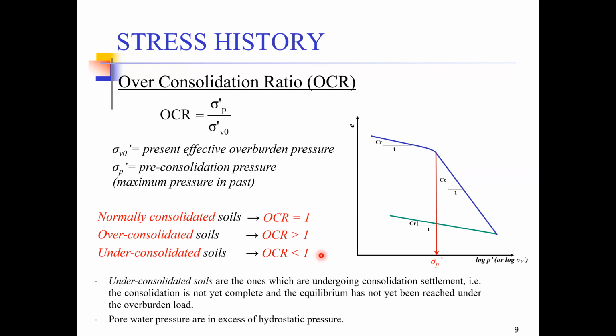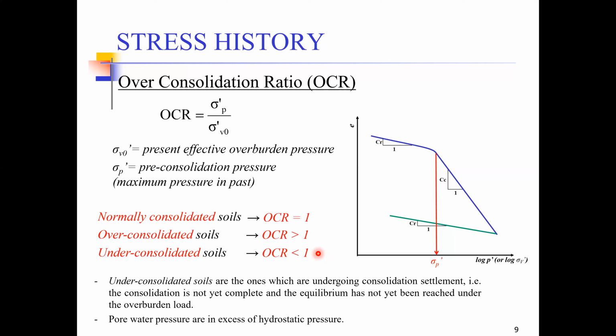And what are under-consolidated soils? I have just written a definition of under-consolidated soils for you. I'll briefly explain. Under-consolidated soils are the ones which are actually undergoing the process of consolidation. It means these are the soils for which consolidation has not been completed and they are undergoing the process of consolidation. Such a soil is known as under-consolidated soil, and these have an over-consolidation ratio less than 1.